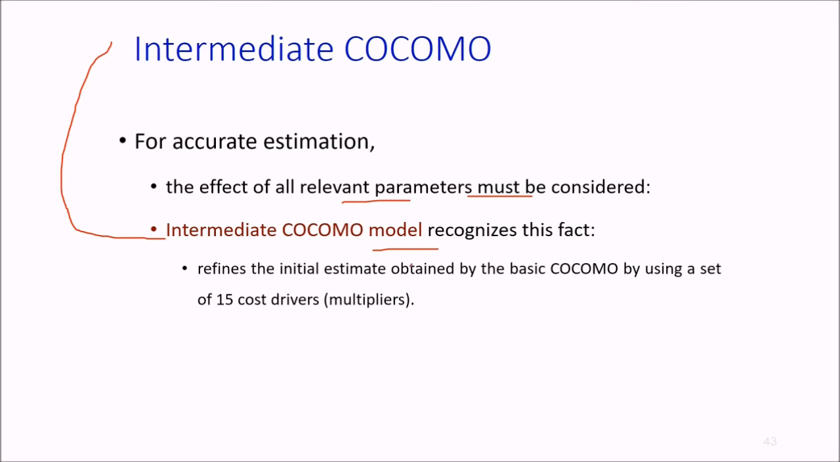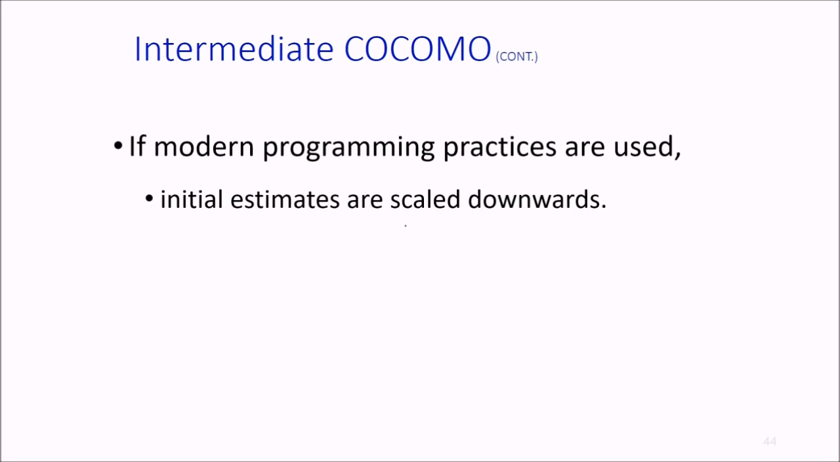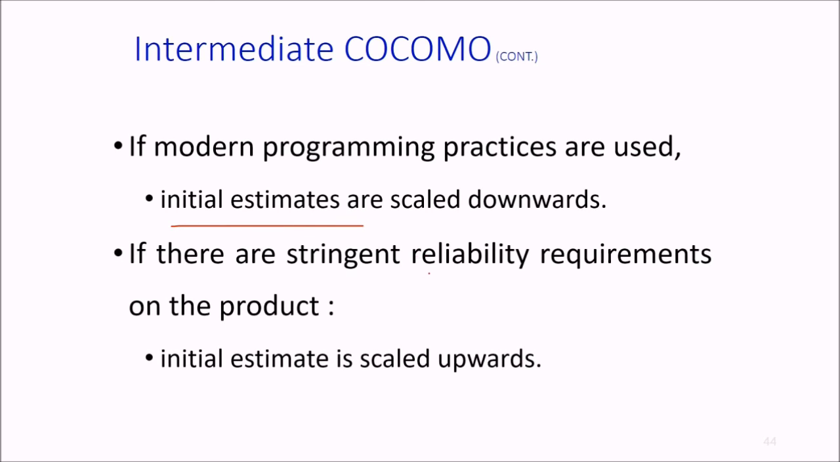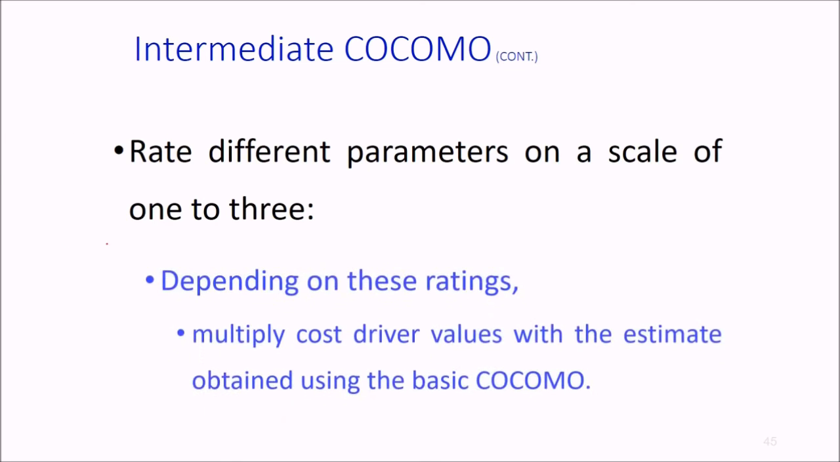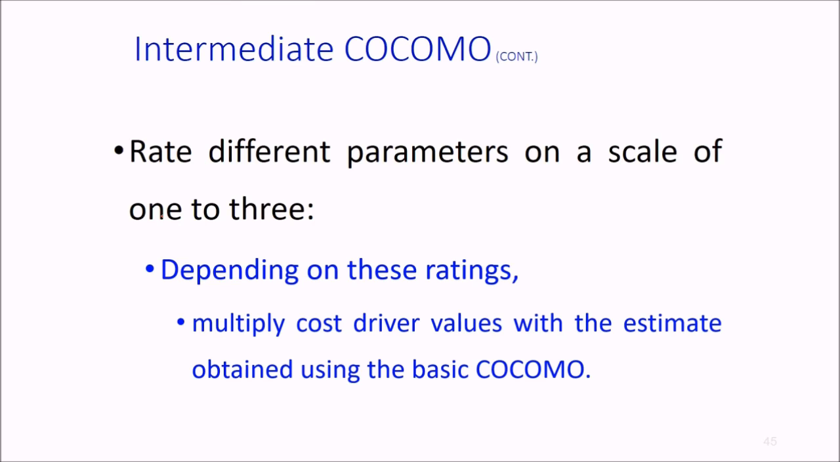It refines the initial estimate obtained by basic COCOMO by using a set of 15 cost drivers. We call them multipliers. If modern programming practices are used, then the initial estimates can be scaled downwards. But if there are stringent reliability requirements for the product, then we scale up the initial estimate. We rate different parameters on a scale of 1 to 3, and depending upon the rating given, we multiply the cost driver values with the estimates obtained using basic COCOMO. Please understand, we multiply cost driver values with the estimate obtained using basic COCOMO.